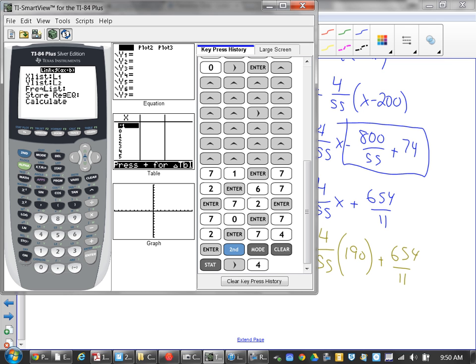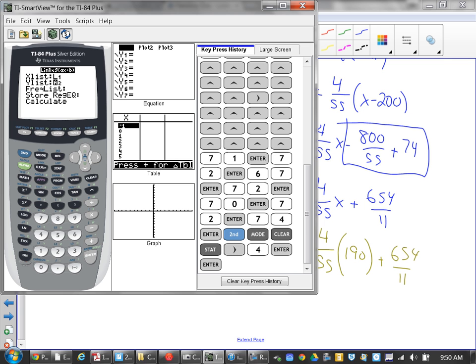List 1 was our X values, list 2 was our Y values. It shows up in there. And you got to hit enter. Hit enter one more time. And then it's just going to do it right away. I think my operating system's a little bit different, that's all.